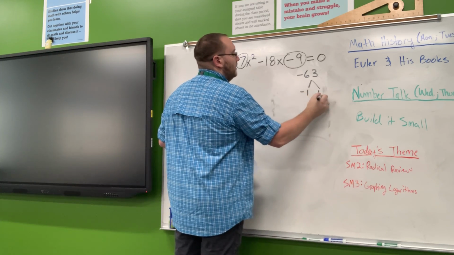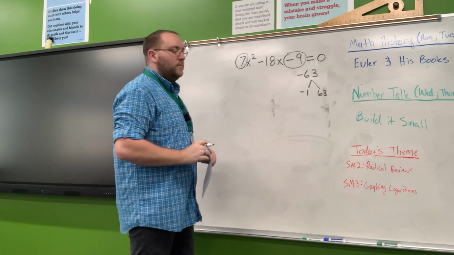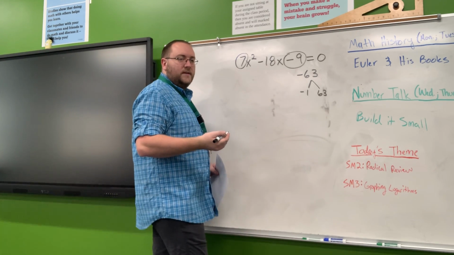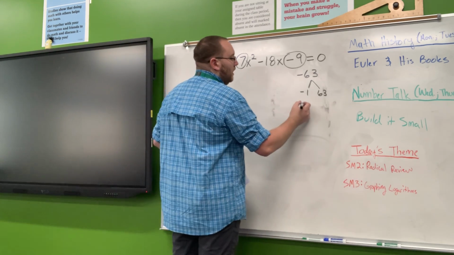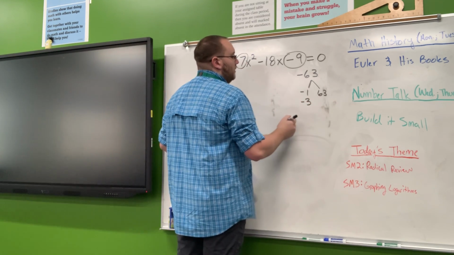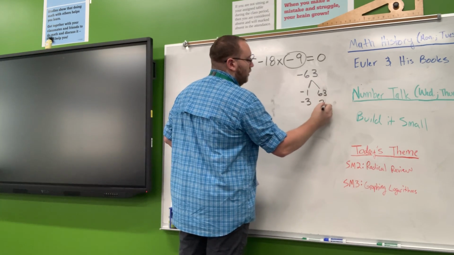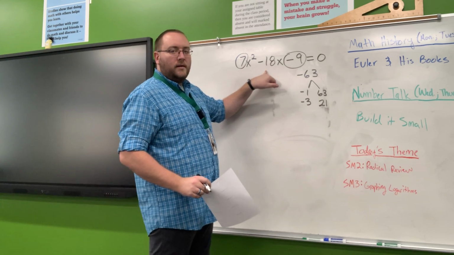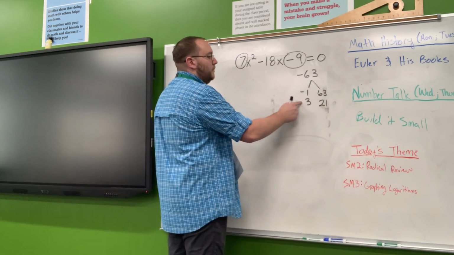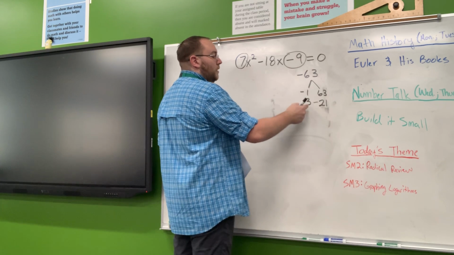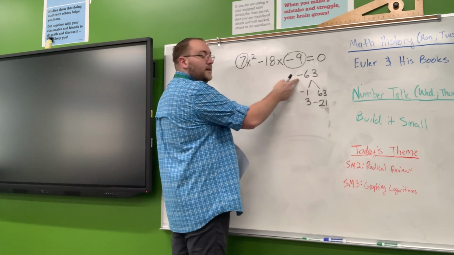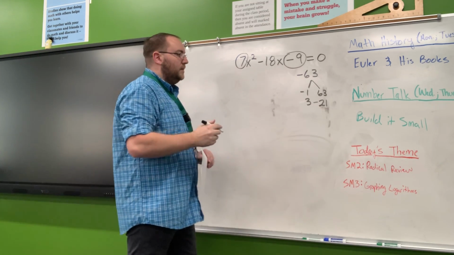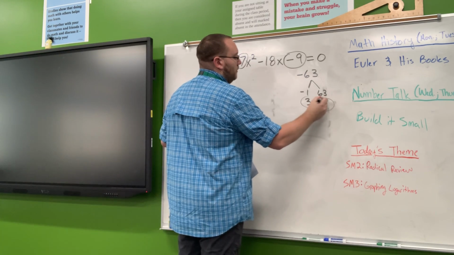Let's see, how about negative 1 and 63? Can we ever get negative 18 from those two numbers? Nope. Okay, how about 2? Does 2 divide 63 evenly? No, so it's not a factor. How about 3? We have negative 3 and what's that, 21? Well, negative 3 plus 21 is positive 18. So what if I make this positive 3 and negative 21? Negative 3 times negative 21 is still negative 63, but 3 minus 21 is negative 18. All right, so these are going to be our 2 factors that we're going to use.